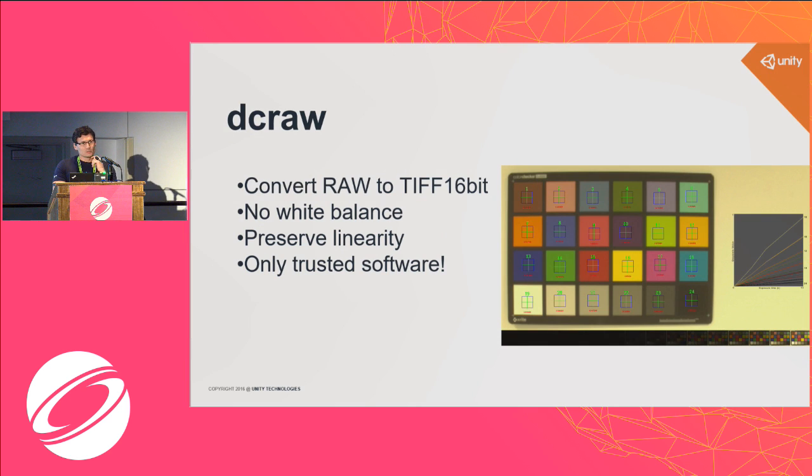We use DCRaw to convert our raw files to TIFF. It allows us to not perform the white balancing stored in the metadata. And DCRaw also has a good linear reconstruction, which is important to have correct HDR values. DCRaw seems to be the only software that conserves linearity. Other software such as Adobe Camera Raw applies some gamma conversion and artistic curves.